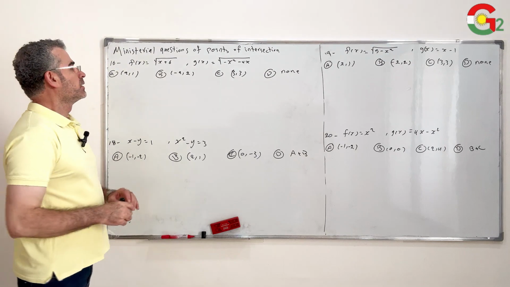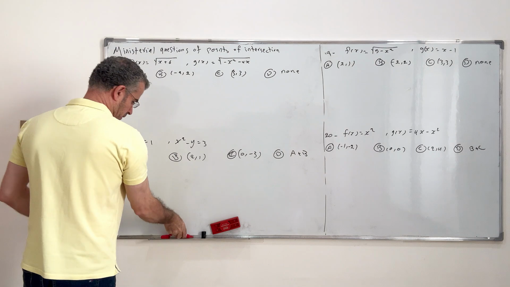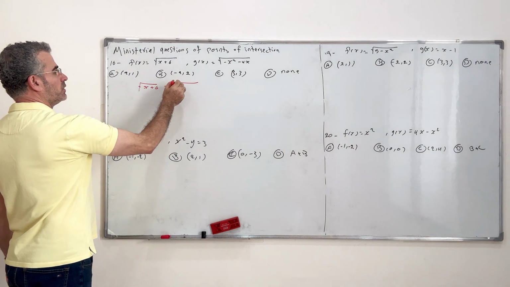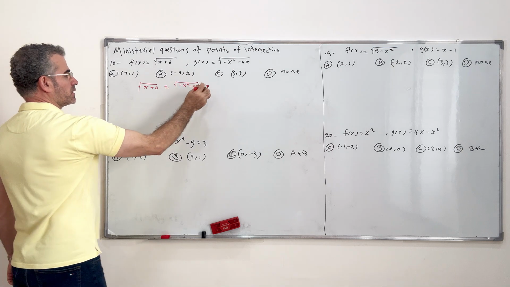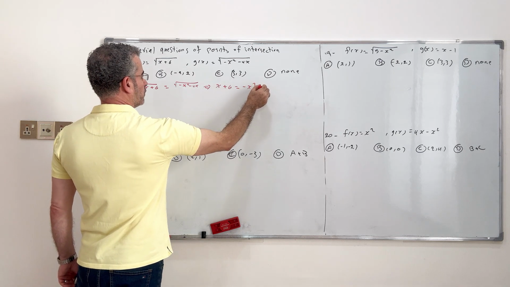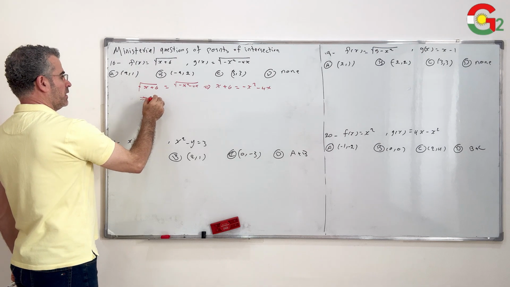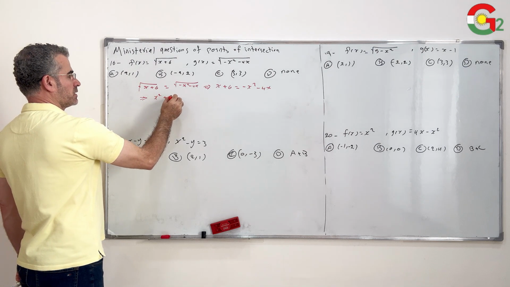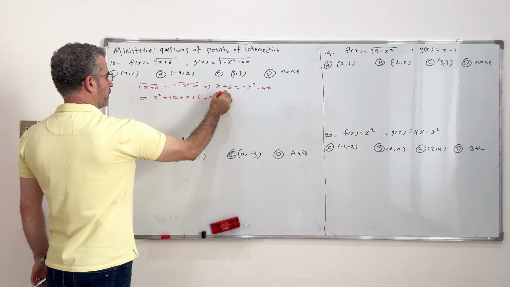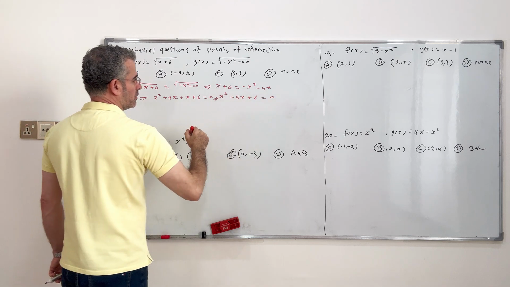Question number 16, find the point of intersection of these two graphs. I say f of x equals g of x. Square both sides, then x plus 6 equals negative x power 2 minus 4x. Take all terms to one side: x power 2 plus 4x plus x plus 6 equals 0. Then x power 2 plus 5x plus 6 equals 0.